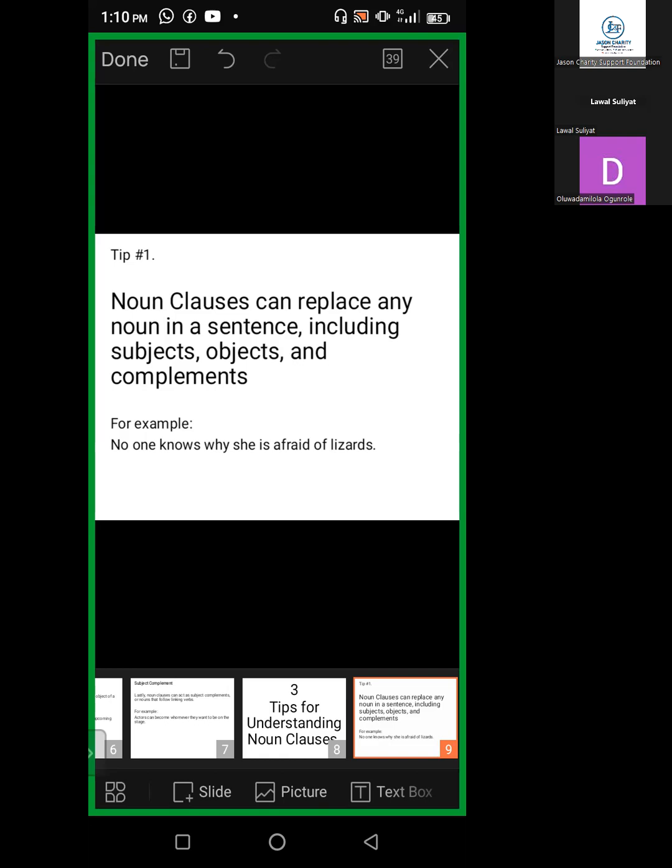Now, if you look at the example we are given, "No one knows why she's afraid of lizards." The noun clause there is "why she is afraid of lizards." That's our noun clause because it is coming after a verb. So here it will be functioning as the object of a verb in the sentence employed.